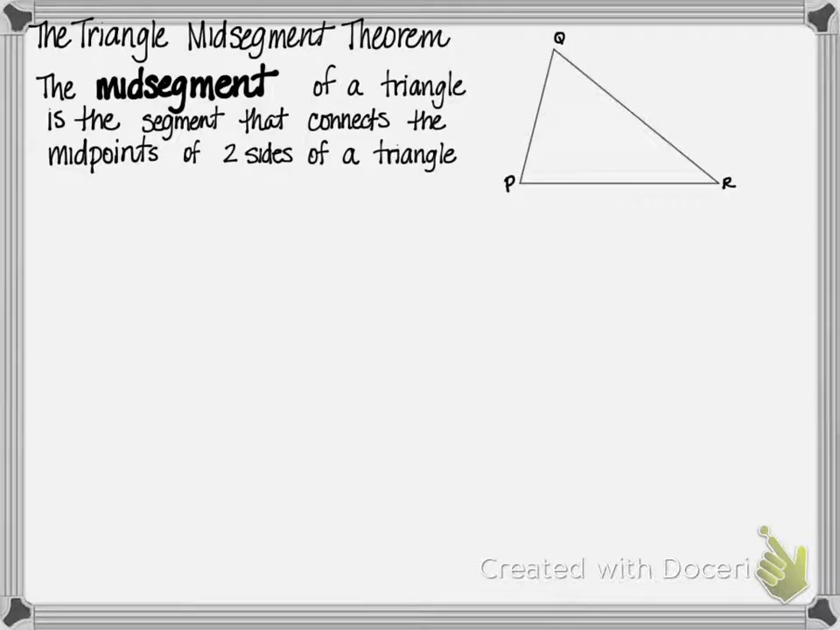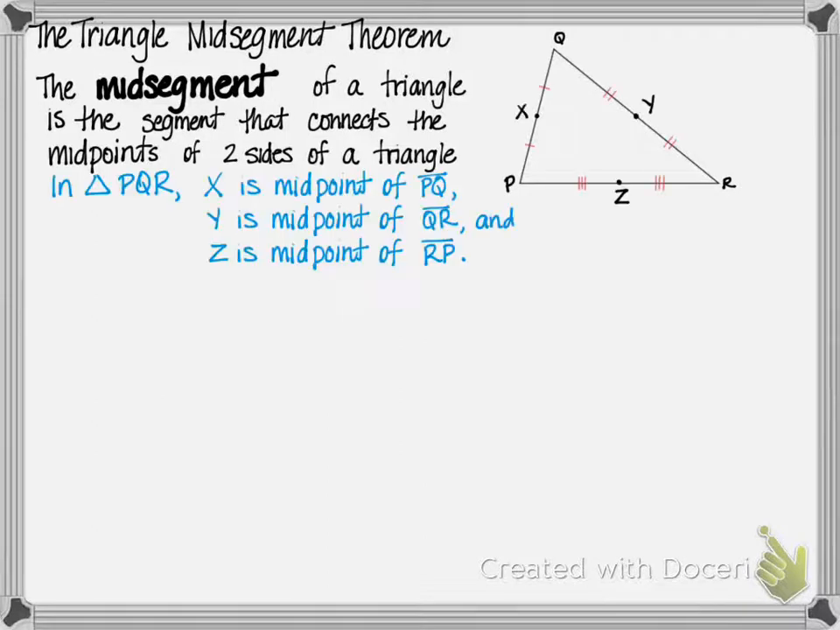This lesson is on the Triangle Midsegment Theorem. The midsegment of a triangle is the segment that connects the midpoints of two sides of a triangle. We have the midpoints X, Y, and Z, which are the midpoints of each of the three sides. If we connect X and Y, we get the midsegment.